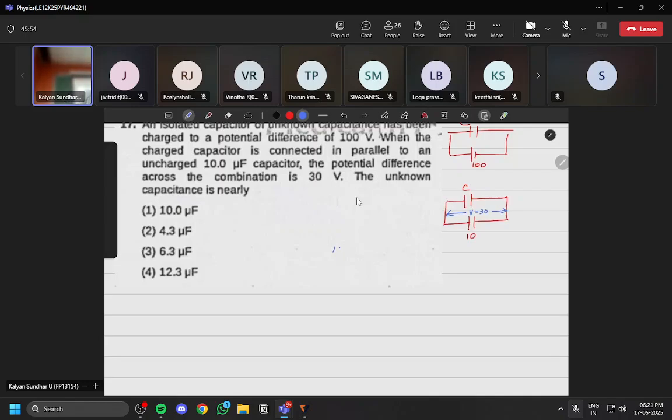After the split, how much will be here? C into what is the potential here? 30. And here it is 10 into 30. Correct? The potential is just the common potential. So how do you write it? 30C plus 300. So 70C will be equal to 300. C will be equal to 30 by 7, 4 point something. So answer 2 is the correct answer.